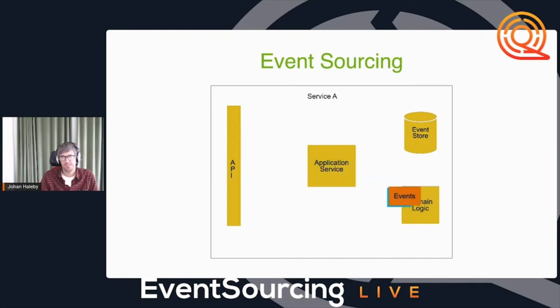We just pass it to our domain logic. And instead of returning some updated state, it returns a list of new events. This is what we see here. And then we store it in the event store. So this is quite similar. And this is what we're going to leverage a bit later.